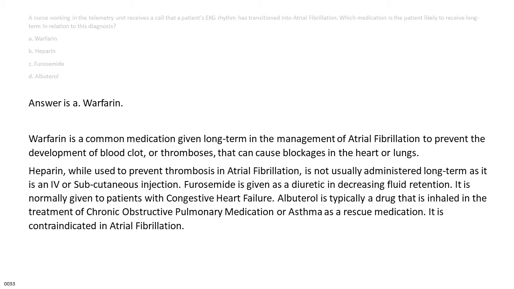It is normally given to patients with congestive heart failure. Albuterol is typically a drug that is inhaled in the treatment of chronic obstructive pulmonary disease or asthma as a rescue medication. It is contraindicated in atrial fibrillation.